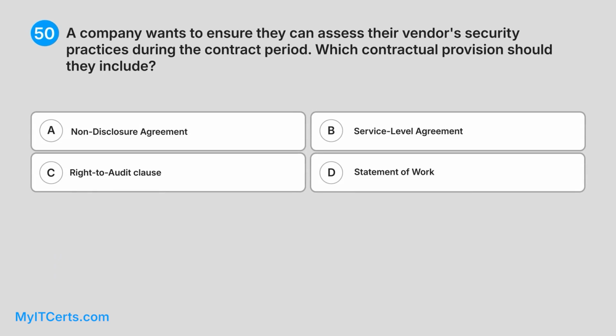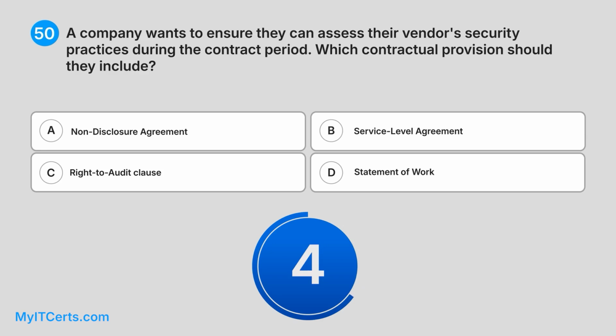50. A company wants to ensure they can assess their vendor's security practices during the contract period. Which contractual provision should they include? A. Non-disclosure agreement. B. Service level agreement. C. Right to audit clause. D. Statement of work. Can you guess the answer?